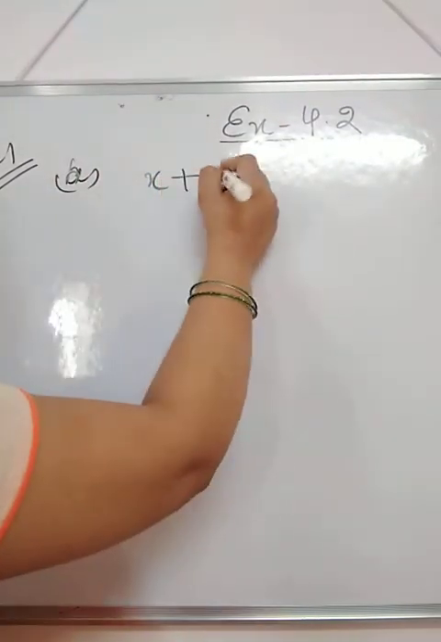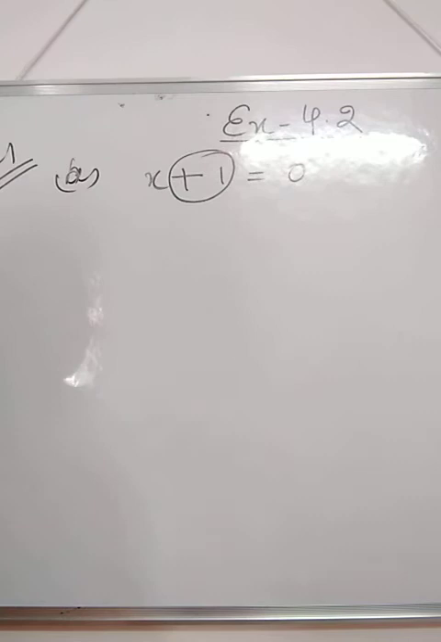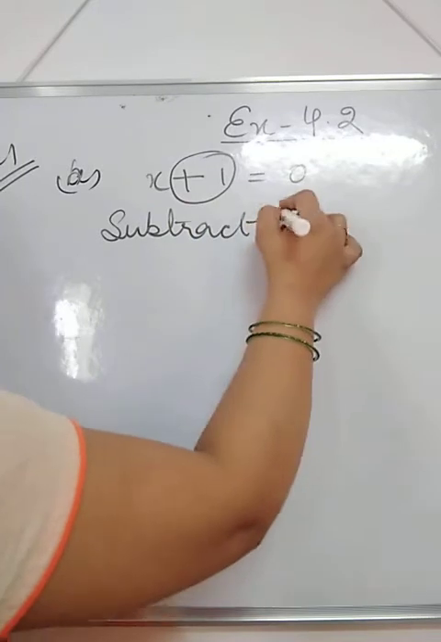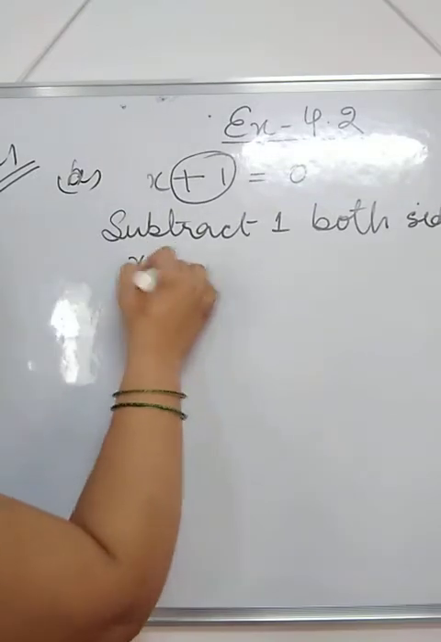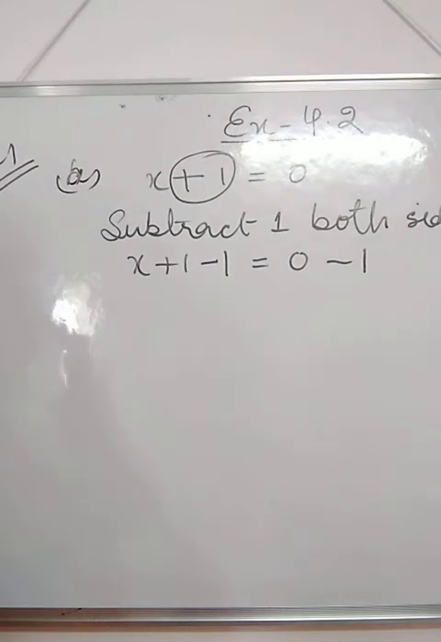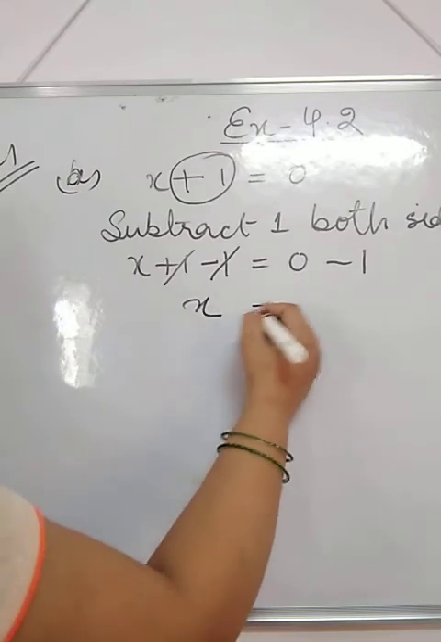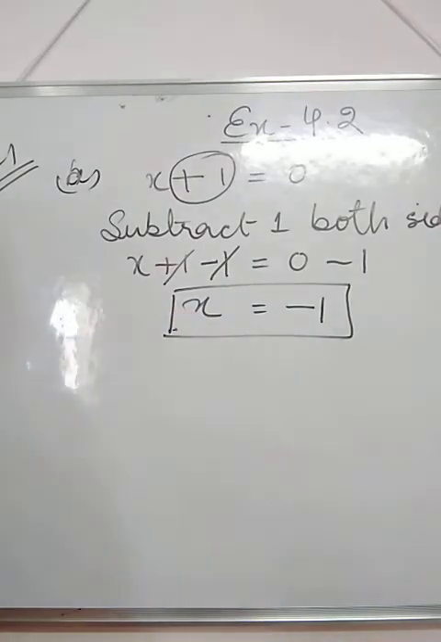Now see the B part. x plus 1 equals 0. Now what is the opposite operation of plus? Minus. So we will subtract 1 both sides. x plus 1 minus 1 is equal to 0 minus 1. This 1 is cancelled with this minus 1. What is left here? x, and 0 minus 1 is minus 1. So the value of x is minus 1.